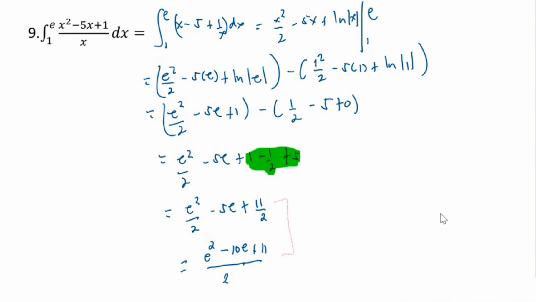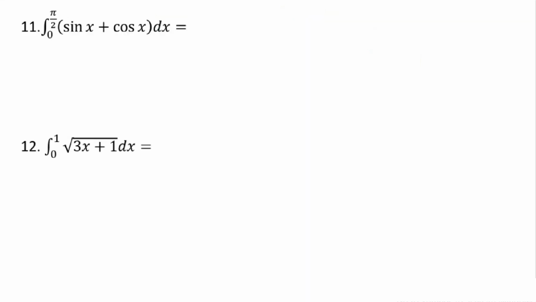All right, so I have another example. We have the integral of sine x plus cosine x dx between 0 to pi over 2. So we have to integrate. So the integral of sine x dx is negative cosine x plus the integral of cosine x is positive sine x, or just sine x, and this will be evaluated from 0 to pi over 2.